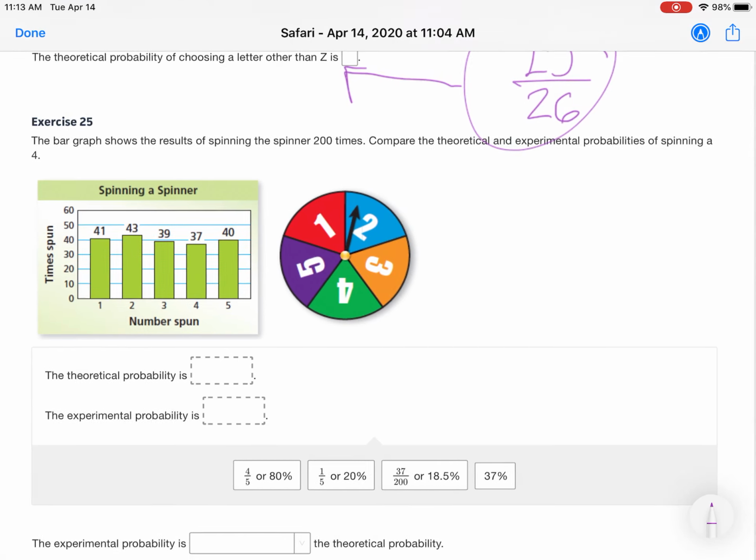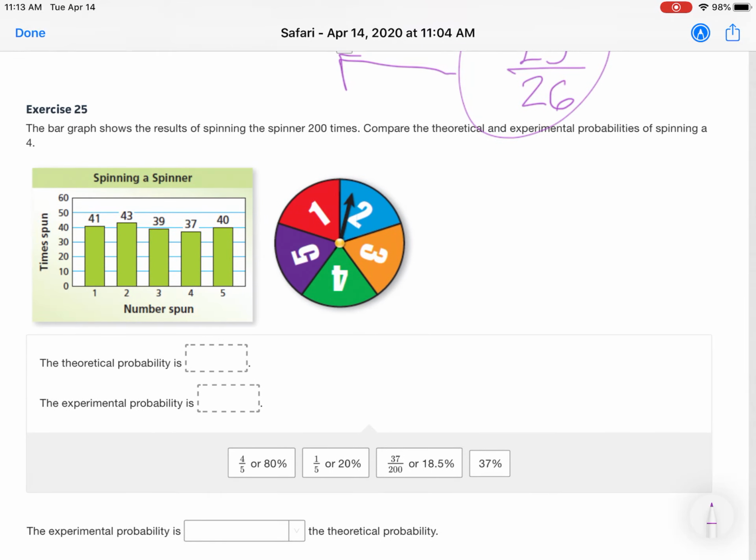The bar graph shows the results of spinning the spinner 200 times. Compare the theoretical and experimental probabilities of spinning a 4. So we have a spinner, and then we have someone who actually spun it 200 times, and these were their results. Theoretical probability, we're trying to spin a 4. So in theory, there's one way to spin a 4 out of 5 possibilities. And then looking at the experimental probability, you're going to look here for the numerator and the total for the denominator.